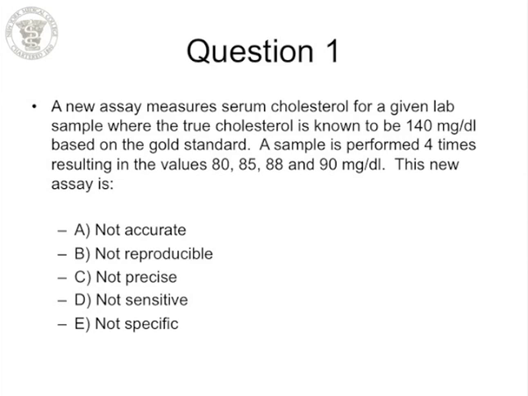Now, a quick type of question that you can see on the boards, and this is very common. This is a question that I've seen in practice on the boards, and it reads, a new assay measures serum cholesterol for a given lab value where the true cholesterol is known to be 140 milligrams per deciliter based on the gold standard. A sample is performed 4 times, resulting in the values 80, 85, 88, and 90 milligrams per deciliter. This new assay is A, not accurate, B, not reproducible, C, not precise, D, not specific, or E, not sensitive. And the answer is A, not accurate.